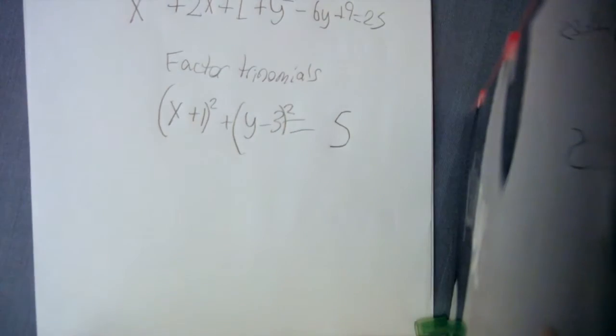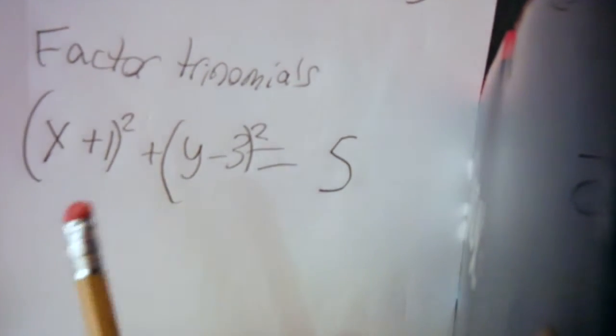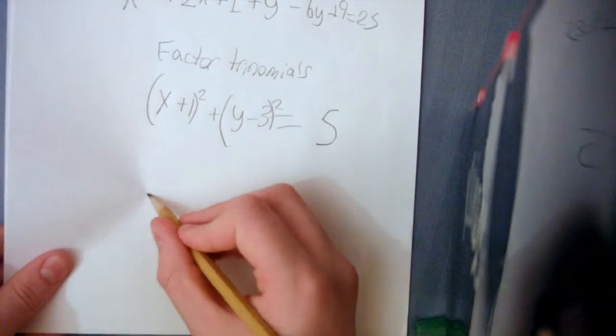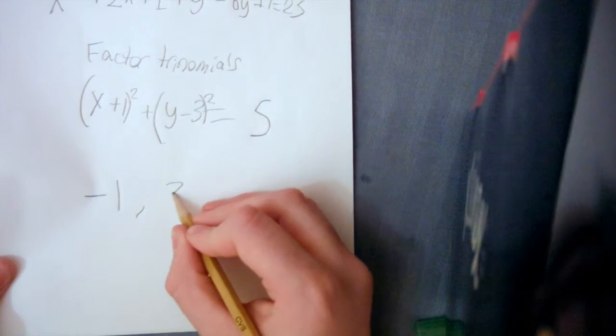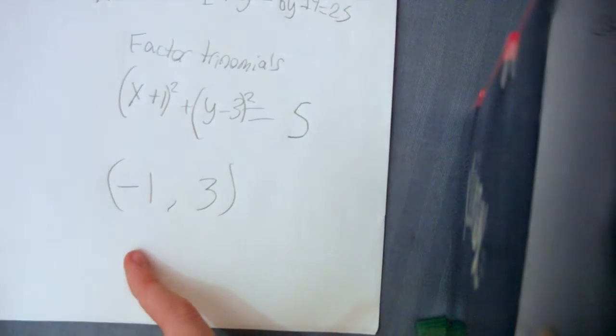So given that, you can try to find the zeros of the expressions inside the two parentheses. So for x plus 1, the zero of that would be x is negative 1, so that'd be negative 1, and the zero of the y part would be y is 3, so 3 minus 3 is 0, squared is 0. Then that's 3. So that's the center of your circle in this example.